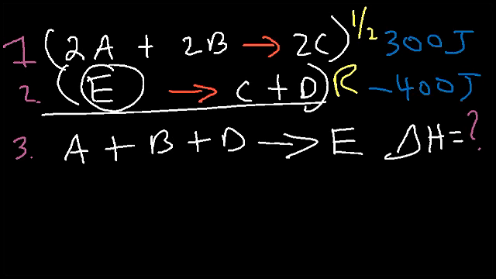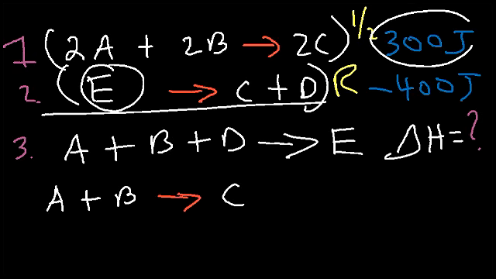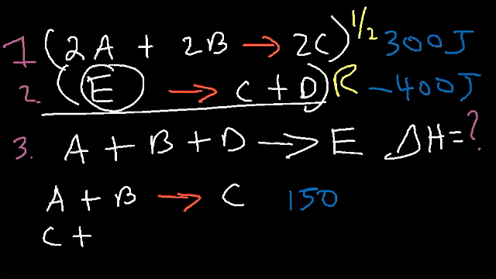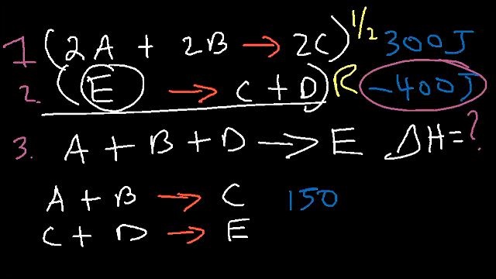So equation 1 will now be A plus B turns into C, and then we need to multiply 300 by half. 300 divided by 2 is 150. Now equation 2, we're going to reverse it. It's going to be C plus D turns into E. And since we reversed it, this is no longer going to be negative 400. It's going to be positive 400.